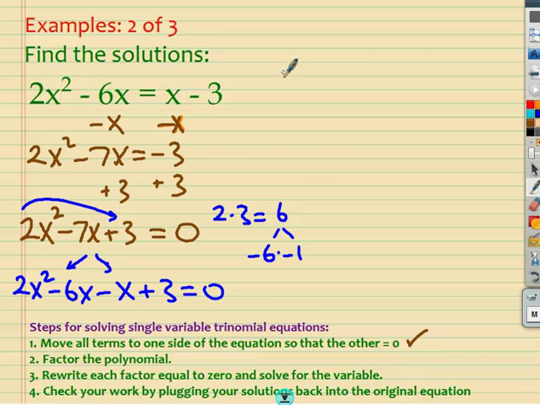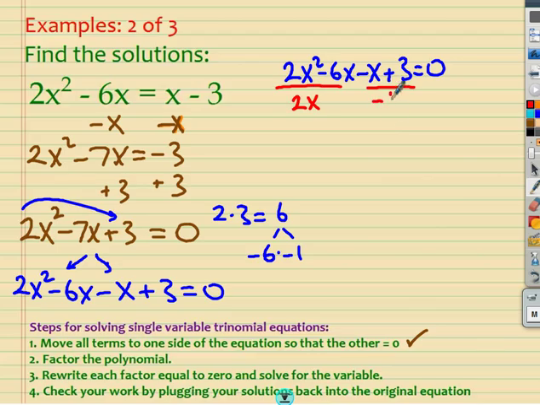Let me copy everything to the side. We are going to find the first group and the next group. In the first group, we will determine our greatest common factor, which is going to be 2x. On the next group, the greatest common factor is going to be -1. We will factor out the negative because it is the leading coefficient.